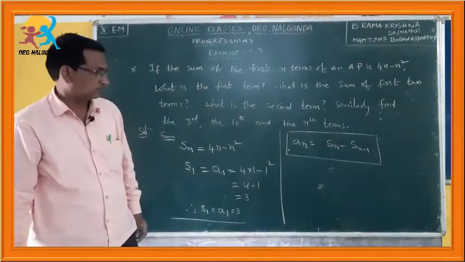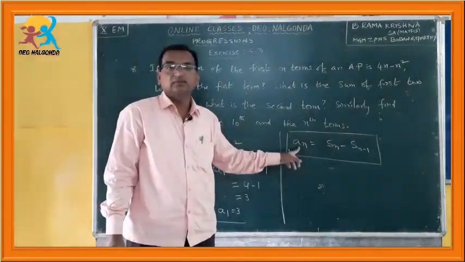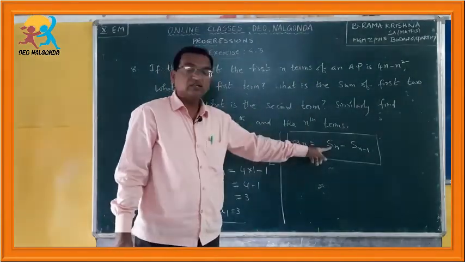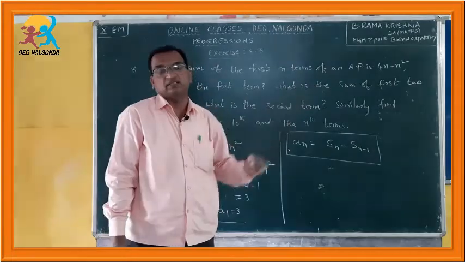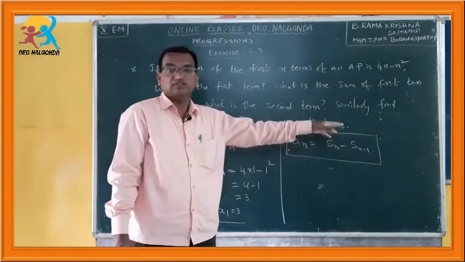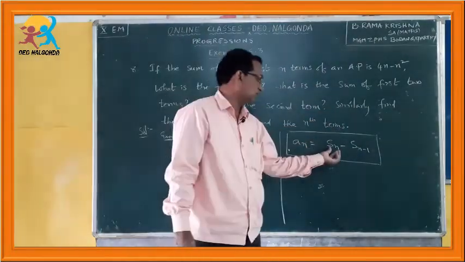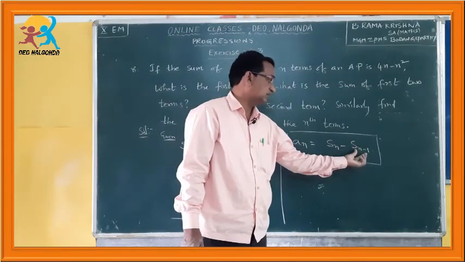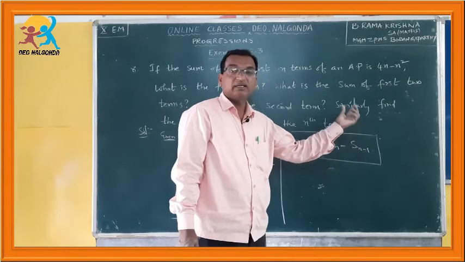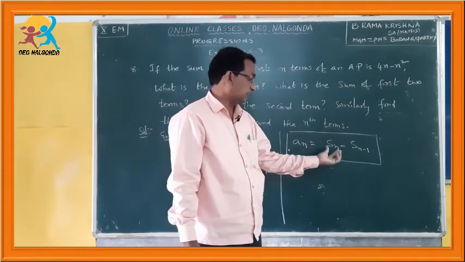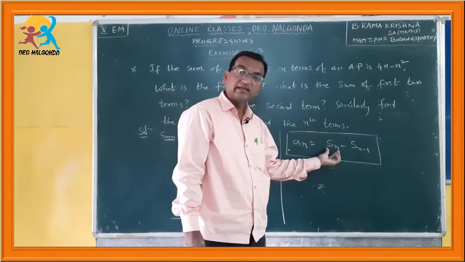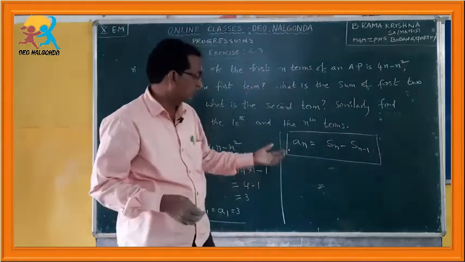Try to understand that formula. Nth term, how do you get the nth term in terms of the sum to n terms relation? What is the meaning of this? Sum to n terms, and sum to n minus 1 terms. If you subtract the sum to n minus 1 terms from the sum to n terms, what do you get? You will get the nth term.